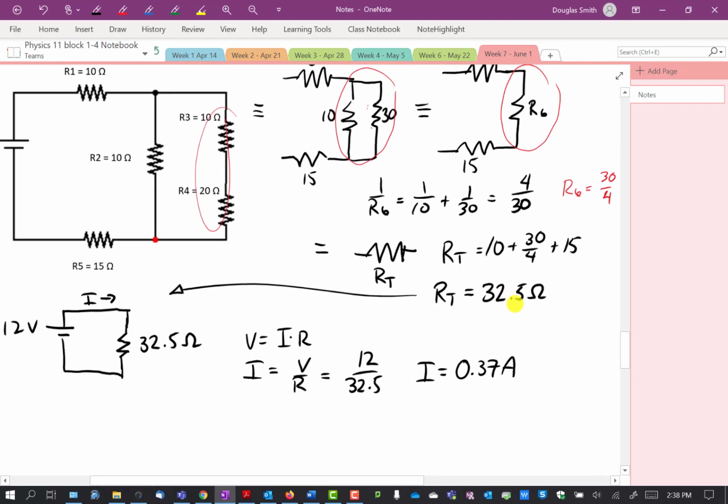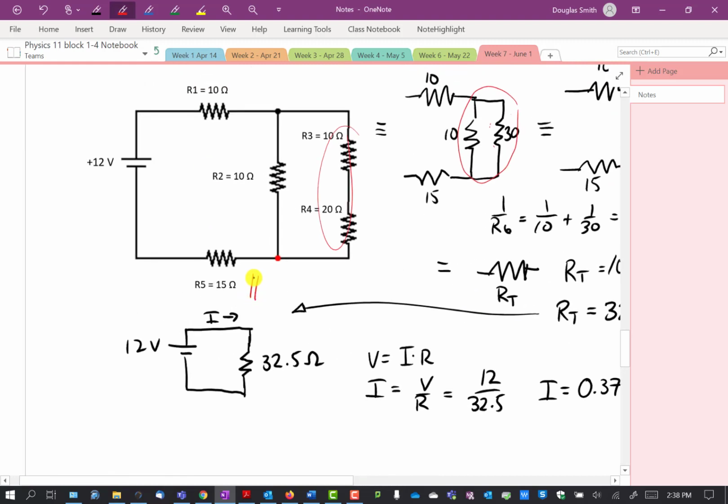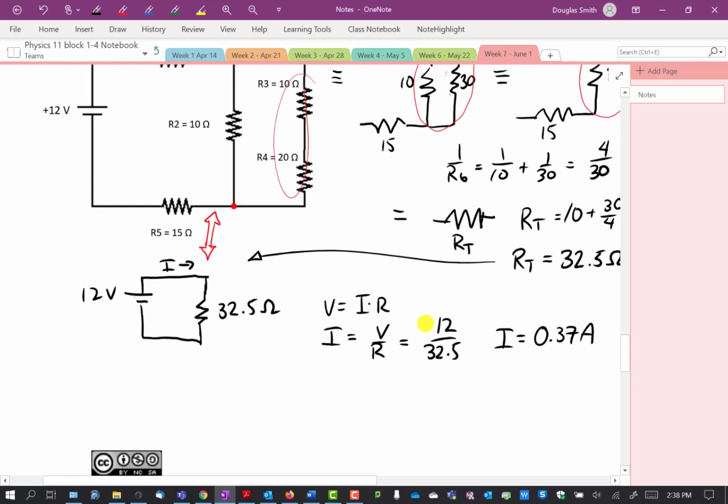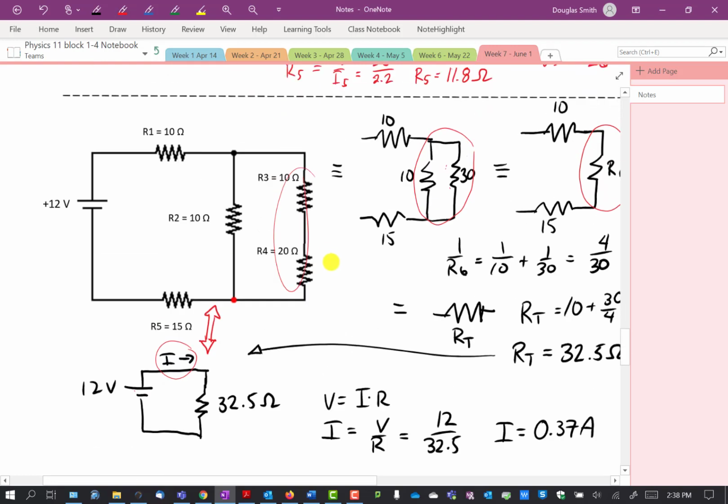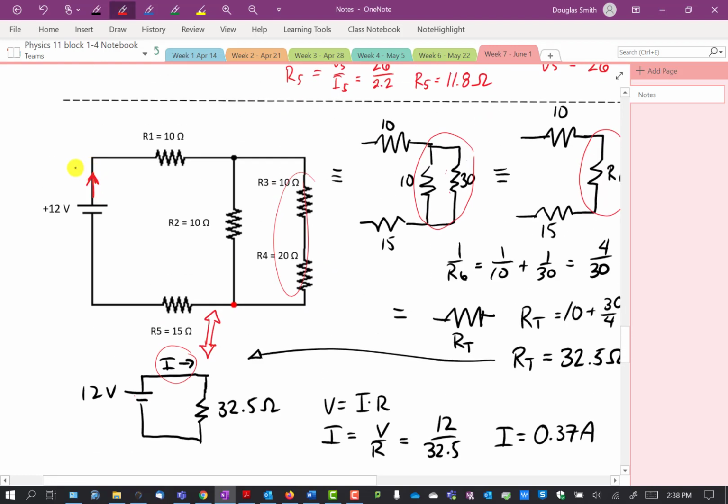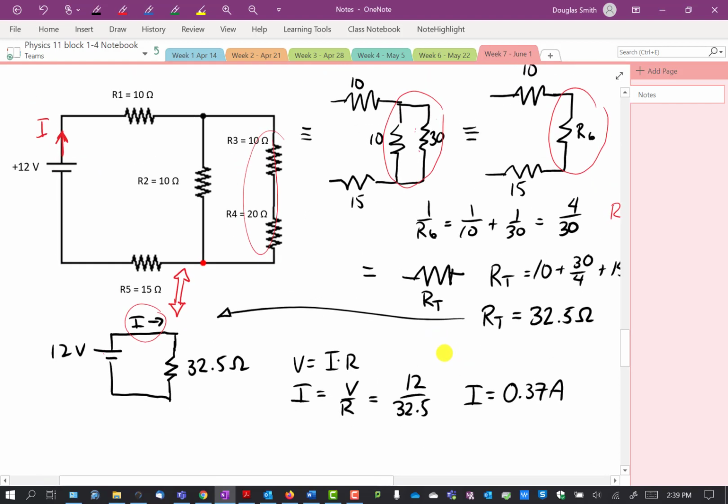So in other words, these two circuits are now electrically equivalent. This doesn't change. This is the voltage source. There's some current going through one total resistor of 32.5 ohms. And with that, I can find out what this current is. So in other words, what I'm finding is this total current here. Using Ohm's law, V equals IR, so I equals V over R. 12 over 32.5, I get a current of 0.379 amps. So I now know this current.